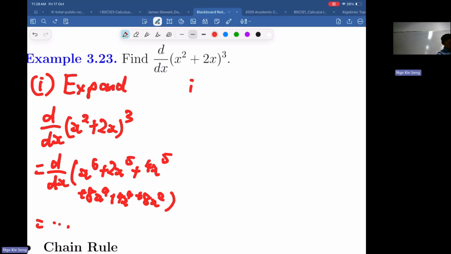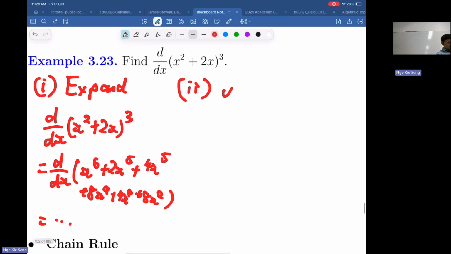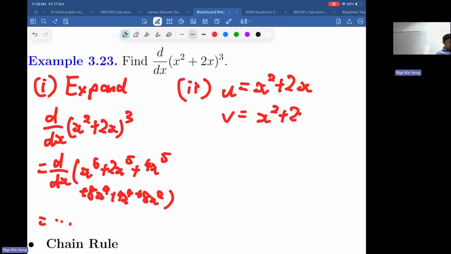Product rule, very good. So the other case is you see this as a product of two functions. How to see? Maybe you set u equals x squared plus 2x, and then v is x squared plus 2x squared. Okay, so you do product rule on this, but you realize that you also don't know how to do this. Then what do you do? Again, product rule. So it's like inductively do product rule. Keep doing product rule.